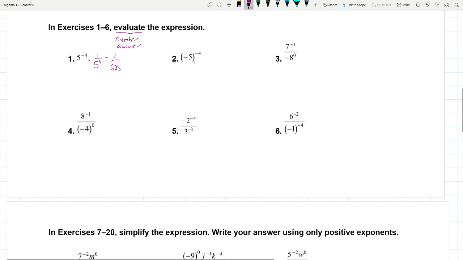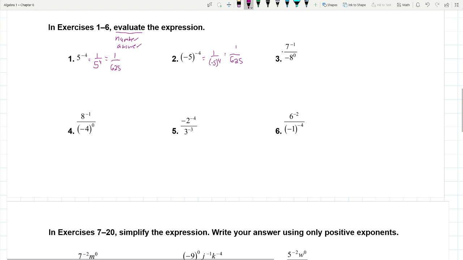All right, let's do negative 5 to the negative 4th. And so this is the same as 1 over negative 5 to the 4th. Notice how I keep that parentheses around it, because I want to make sure that I don't exclude that negative, because it's being included. And so negative 5 to the 4th is 625. Negative and negative make a positive. Positive and positive make positive. So this is 1 over 625 as well.